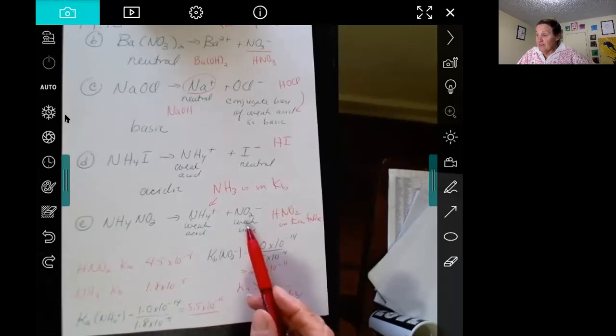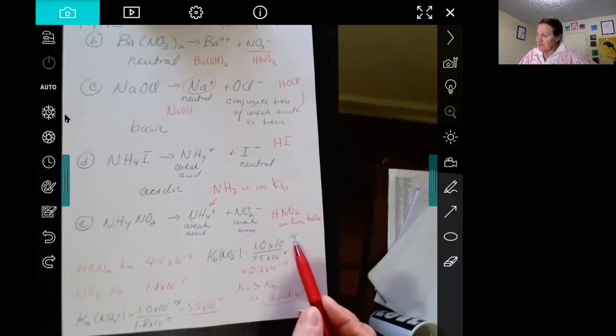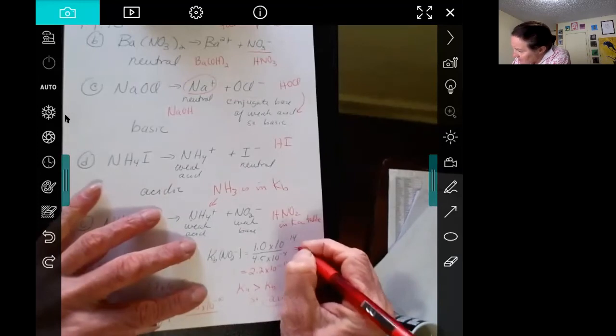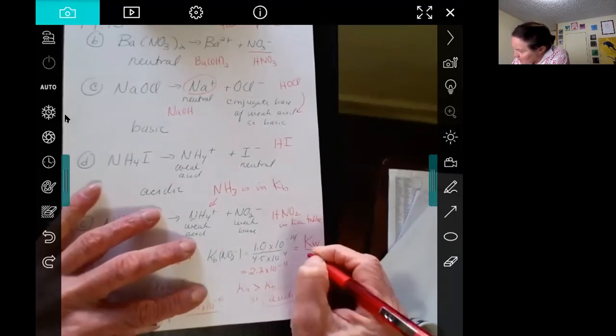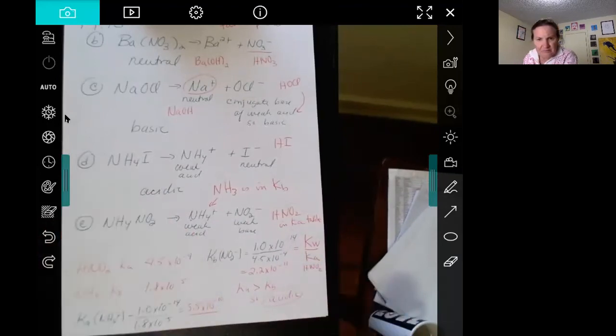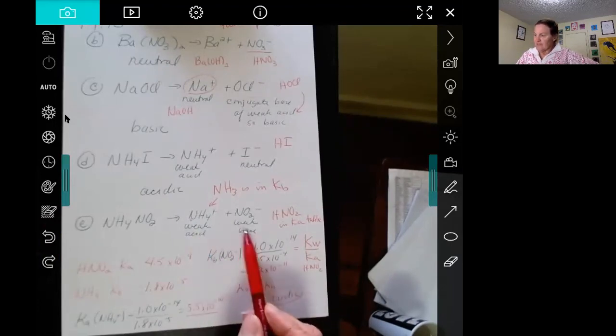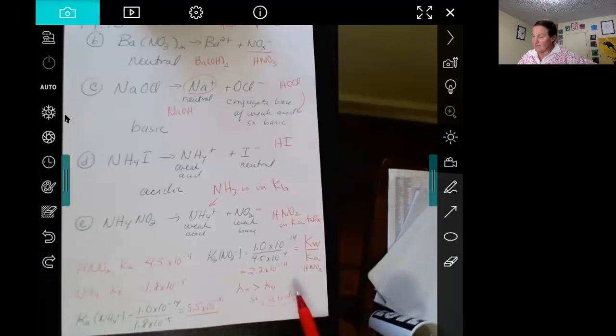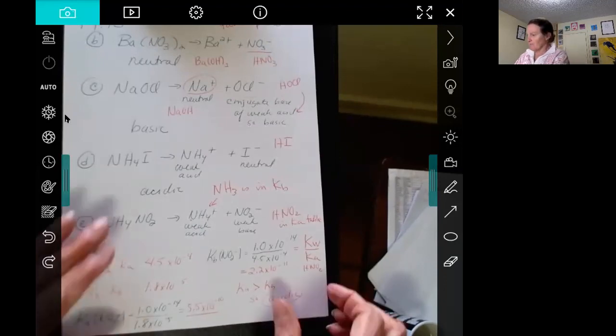The Kb for NO2- is going to be Kw over Ka for HNO2. And the value I get is 2.2 times 10 to the minus 11. So when I look at these two ions, the Ka for the weak acid is greater than the Kb for the weak base. So that means the solution is going to end up slightly acidic, even though you have an acid and a base in there.